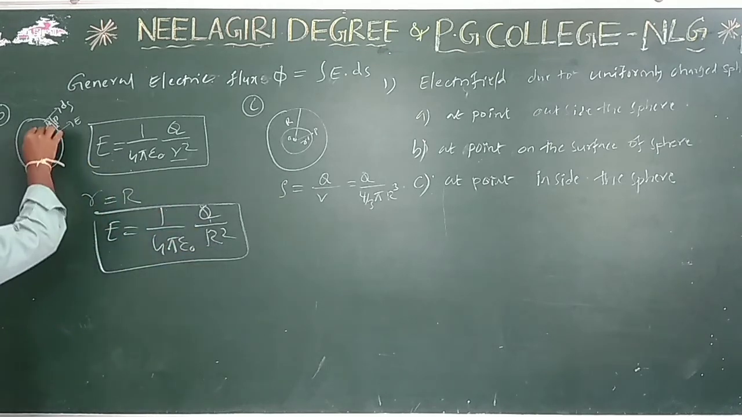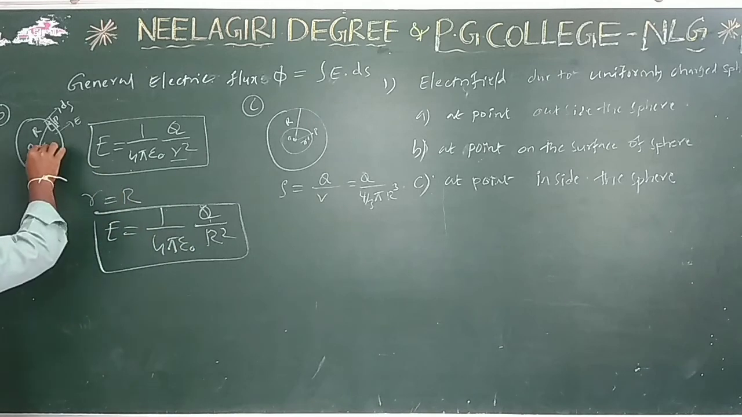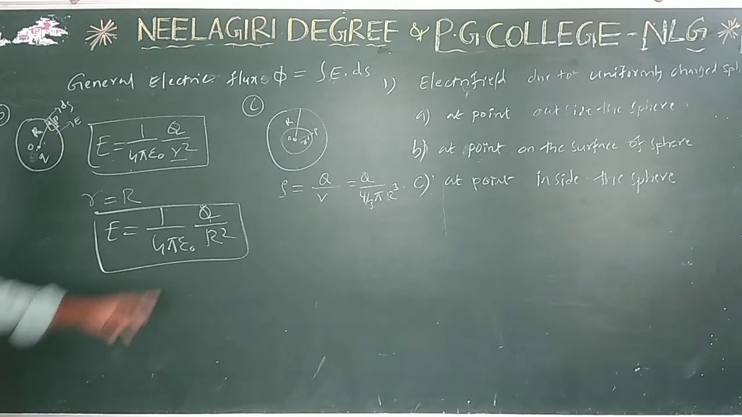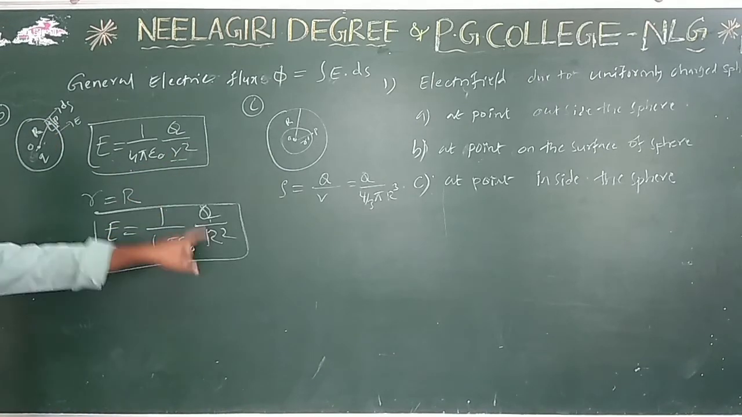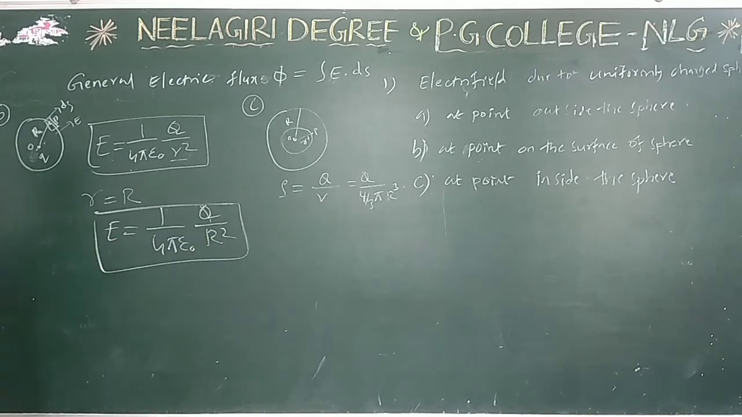Why are we writing capital R here? Because the distance between the charge at the center of the sphere and the point on the surface is the radius, capital R. That's why we remove the small r and write the capital R here. This is the electric field due to a point on the sphere.